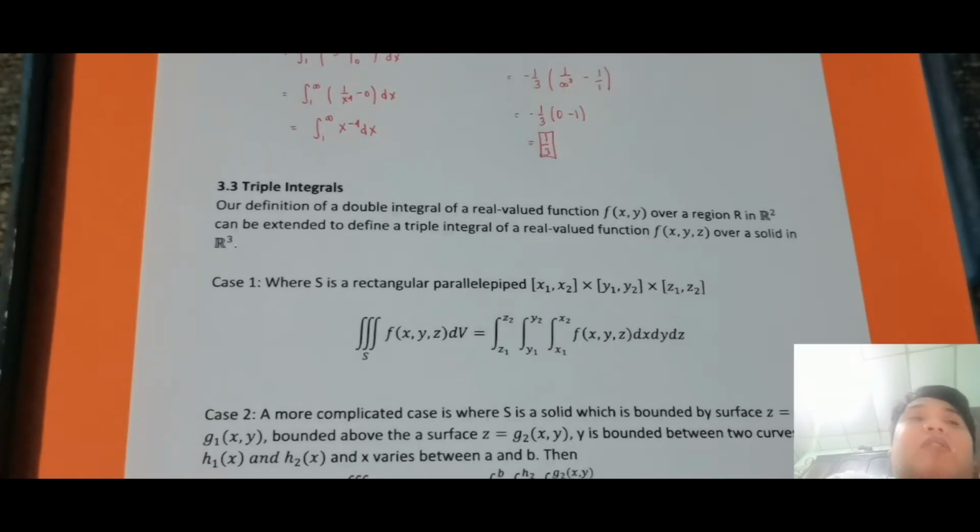Again, if we are in R squared, in the double integral, a real valued function f of x comma y is defined over a region R. But f of x comma y comma z is defined over a solid in R cube. Again, a solid in R cube.